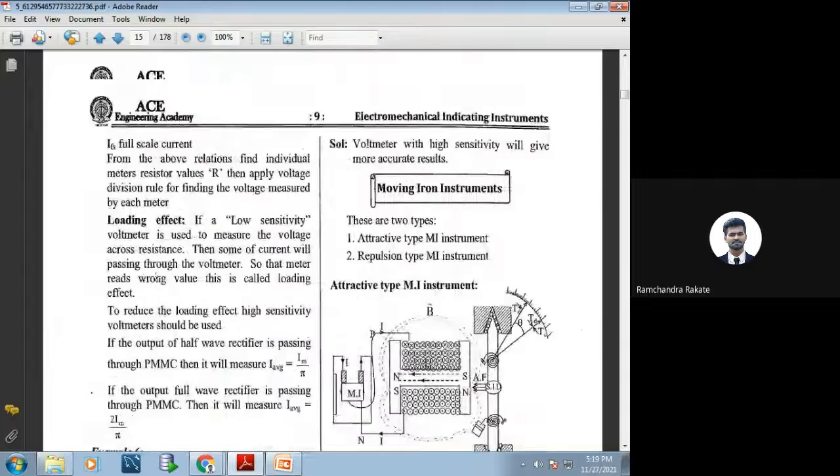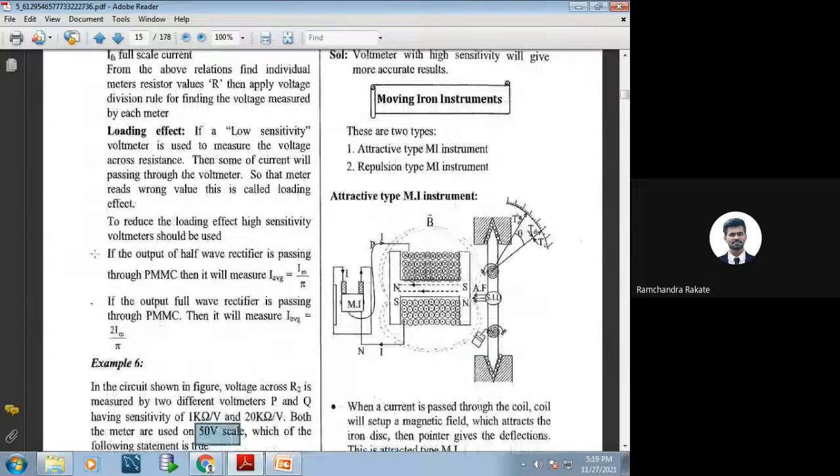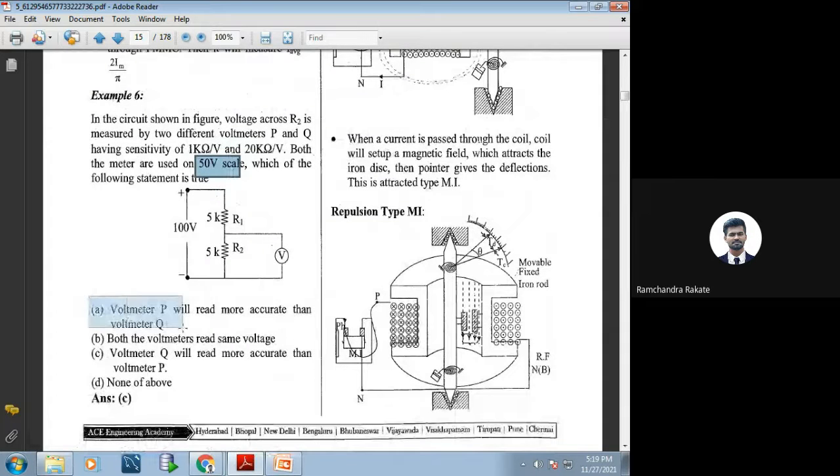The statements are themselves the options, so we have to select the best one. Voltmeter P will read more accurately than voltmeter Q. Voltmeter P's sensitivity is 1 kilo ohm per volt. In the second case, they are saying both voltmeters read the same voltage. That is 1 kilo ohm per volt and 20 kilo ohm per volt. No, that will not be possible.